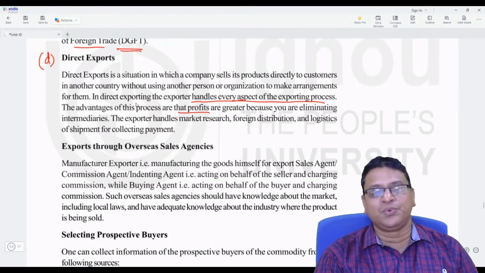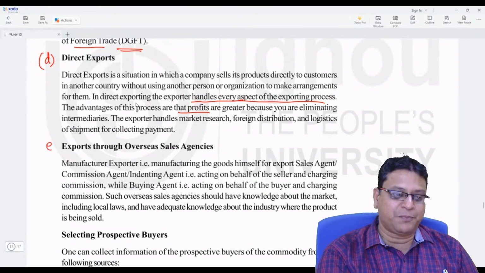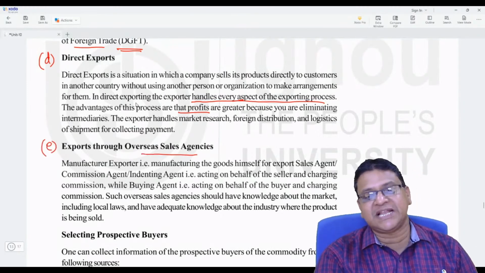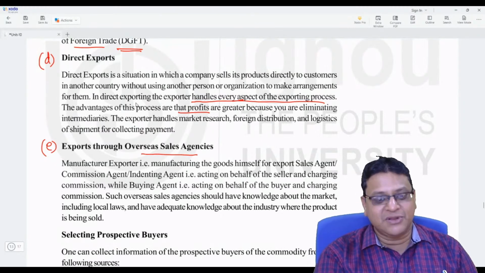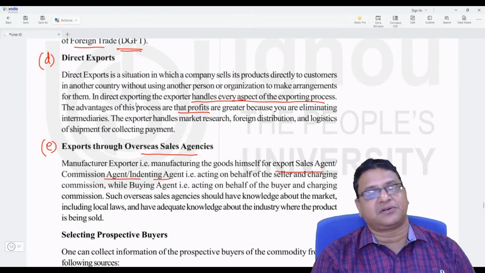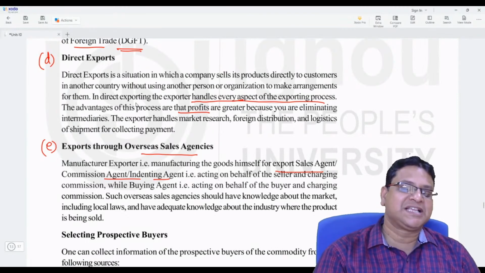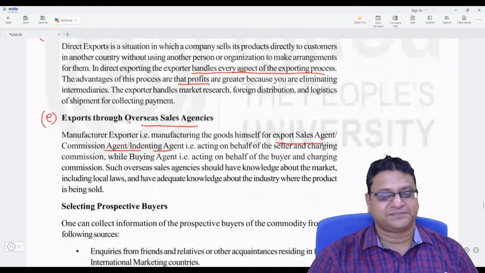Then export through overseas sales agencies. You can export your product through an overseas sales agency. Overseas sales agencies are commission agents and indent agents, which reside in the other country where you want to sell your product. You can sell your product through overseas sales agencies.